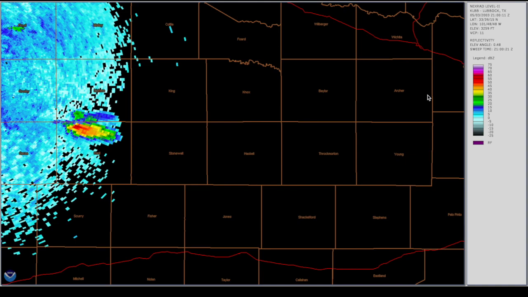So this image is from the user Austin Man. The title is Radar Animation of Haskell County Supercell on May 3rd to 4th, 2003. It was produced on the 20th of December in 2021. It's from Wikimedia Commons, and it is licensed under Creative Commons BY 4.0.